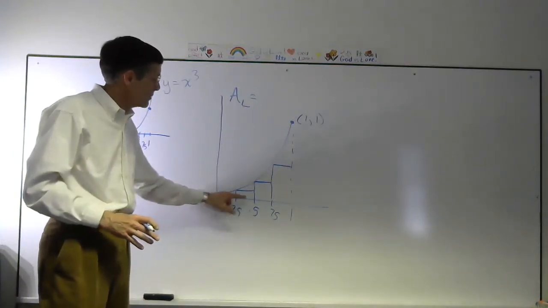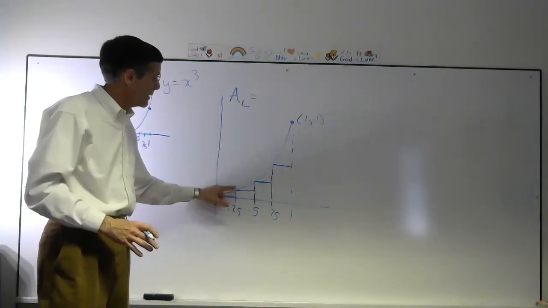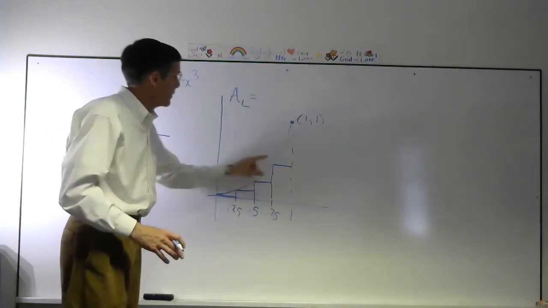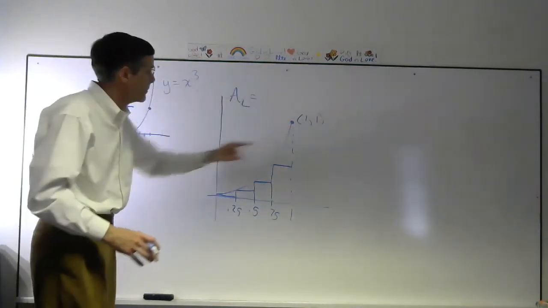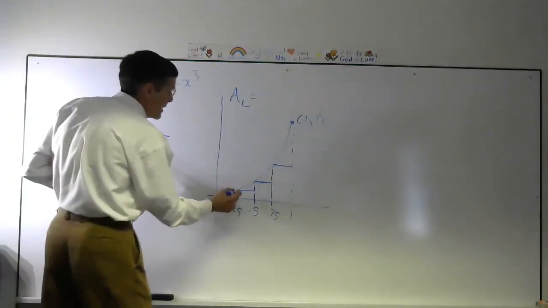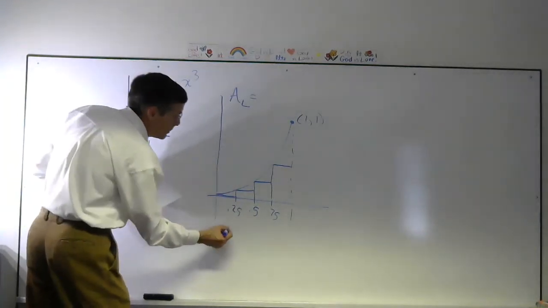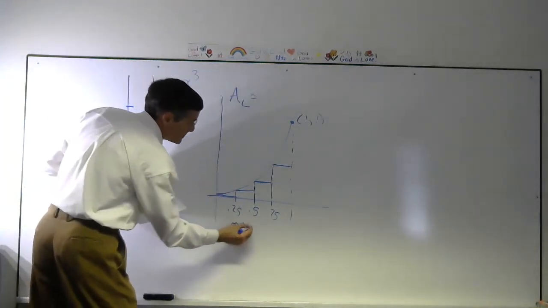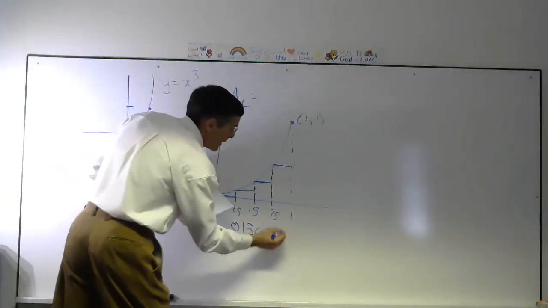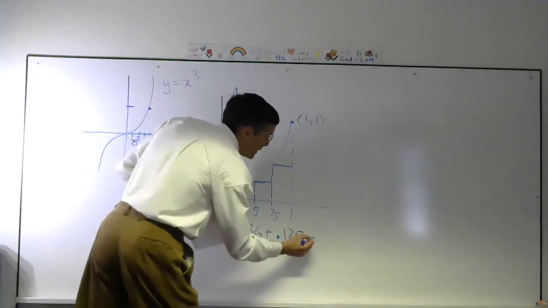We know that height is 0. This height right here, I'm going to get when I put 0.25 in, when I put 0.5 into the equation, and when I put 0.75 into the equation, I will get all those heights. I have those calculated for you right now. So my heights here, this one is 0.0156. The second one is 0.125. The next one is 0.4219.